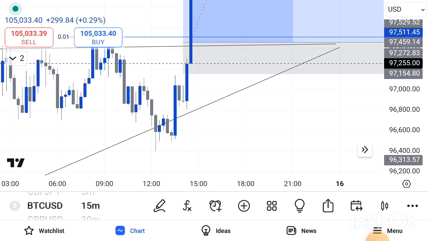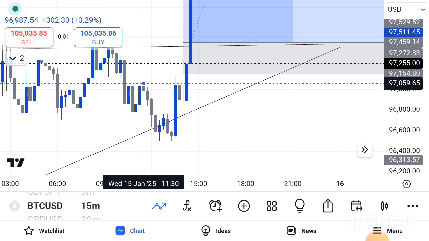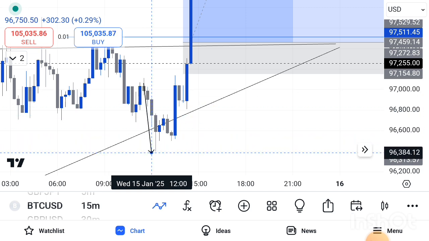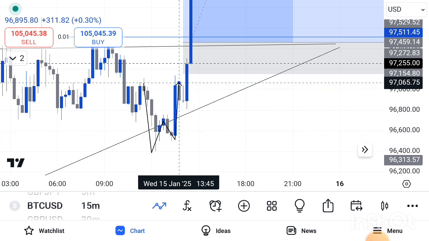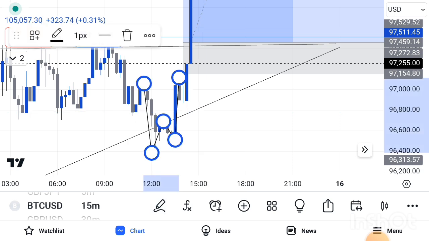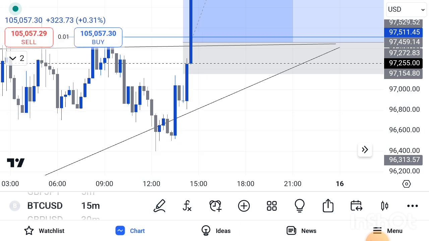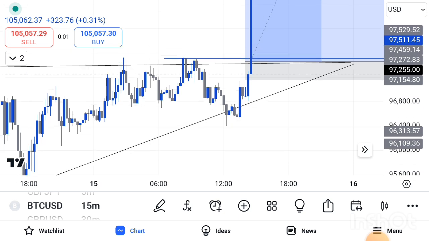Then let's check if the W pattern is there. You can see clearly that price formed a W pattern. So you can see it has met 3 of our confluences, right? So this trade is a trade worth taking.